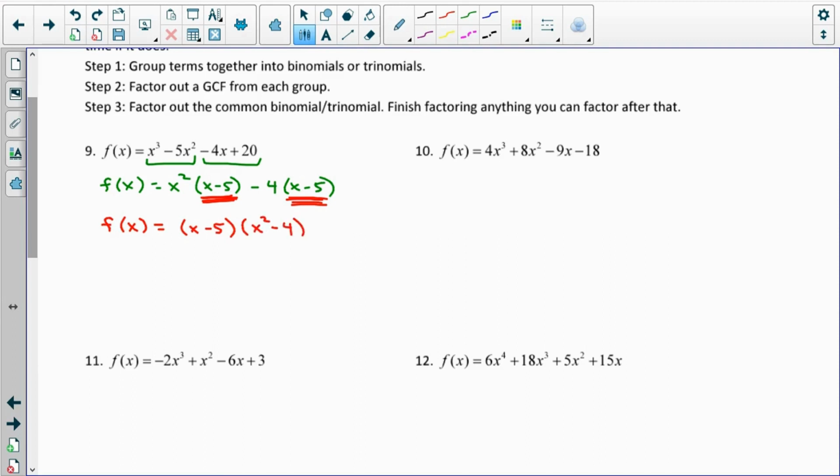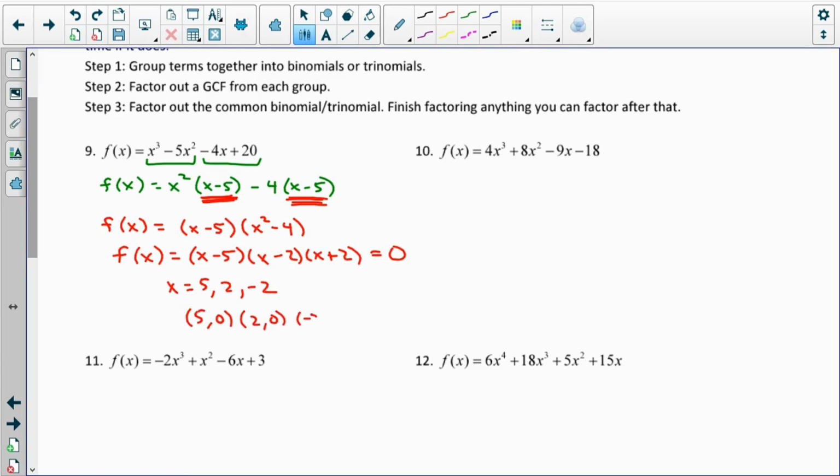This works out awesome because now I have x minus 5, x minus 2, x plus 2, and then I want to set this equal to 0 to find my x-intercepts. So x equals 5, 2, and -2. So my x-intercepts are at (5, 0), (2, 0), and (-2, 0). I'll do another few examples.